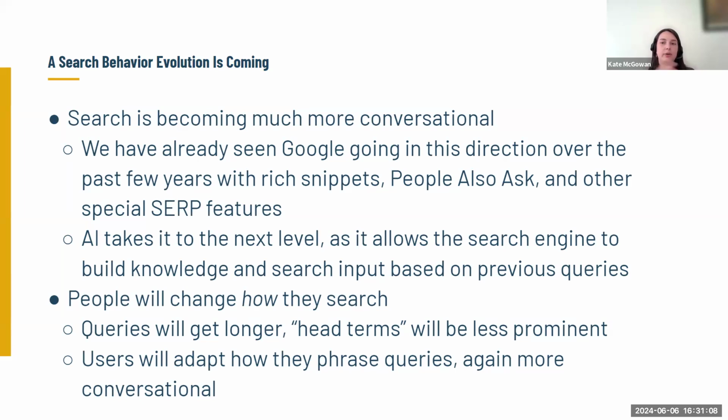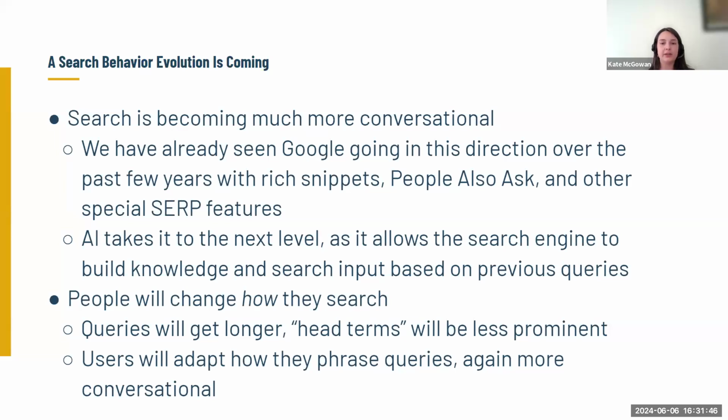We've already seen Google going in the conversational direction over the past few years with features like rich snippets and People Also Ask. The AI overviews are really taking it to the next level, allowing search to build on previous search inputs, previous queries, informing the next queries. And that allows a level of specificity that hasn't been found before. And in response, people will change how they search. The queries they put into search engines will get longer and more specific because of the ability to get specific results for those queries.